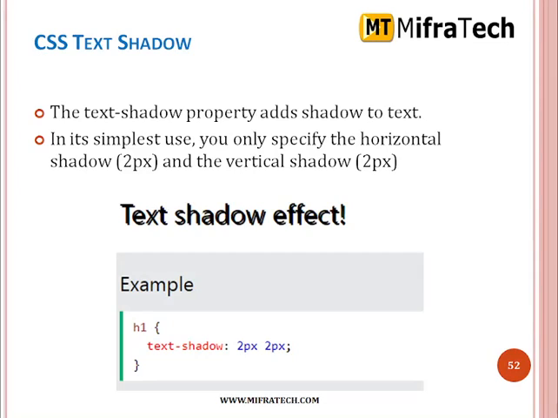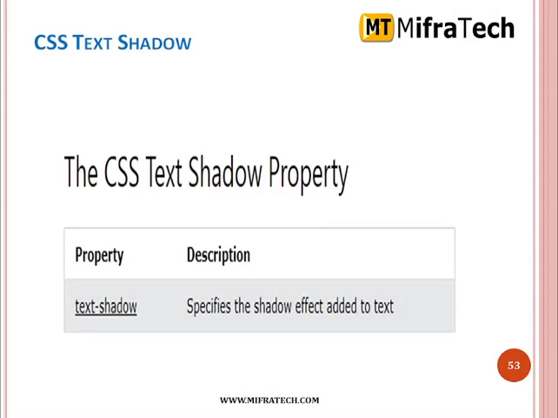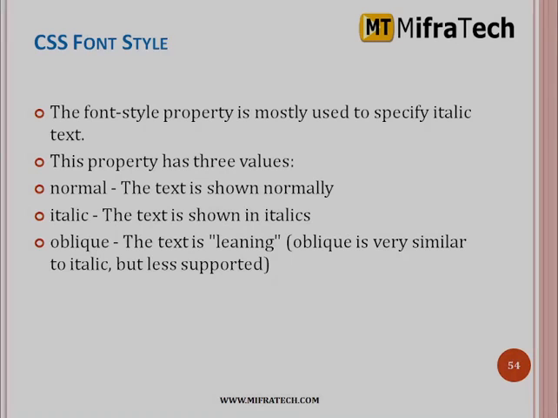The text-shadow property adds shadow to text. In its simplest use, you only specify the horizontal shadow of 2 pixels and the vertical shadow of 2 pixels. Here is a text-shadow example with the code. The text-shadow property specifies the shadow effect added to the text.